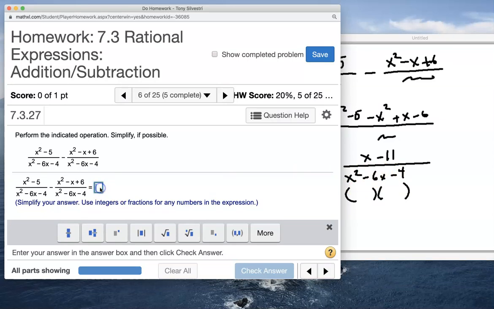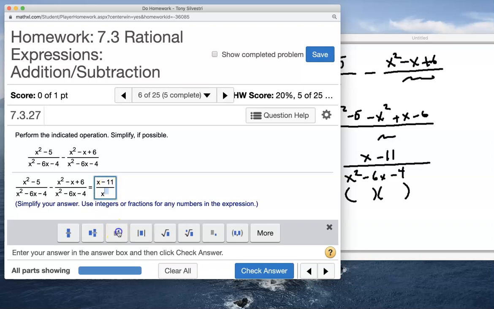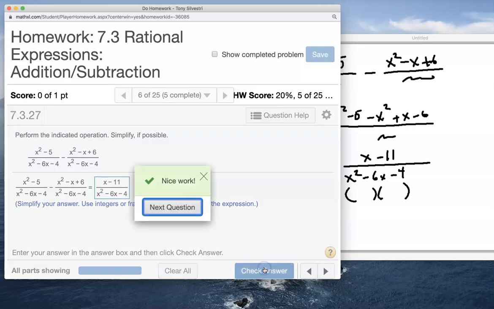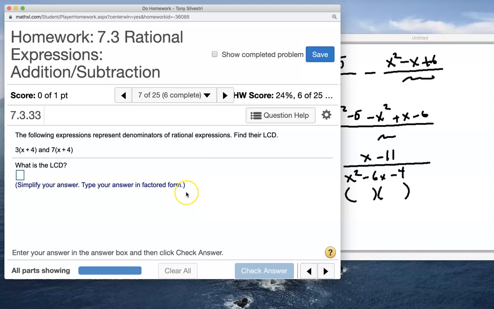So let's just put that answer in there and say x minus 11 divided by x squared minus 6x minus 4. Check your answer. There you go. Now, I'm going to stop the video here.